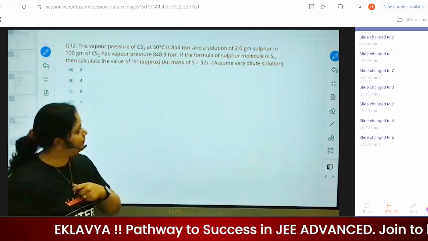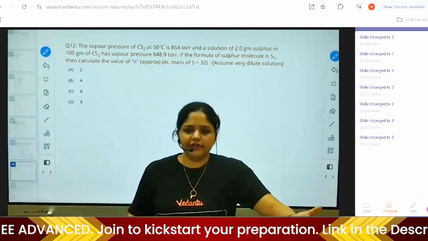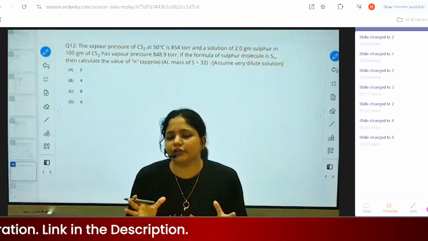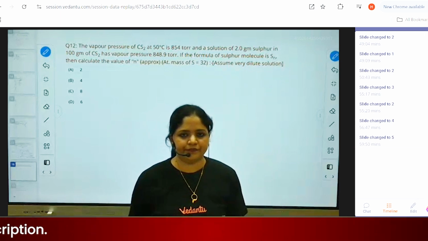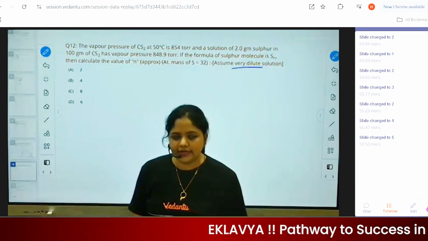So basically, this is related with vapor pressures. First they have given of pure solvent, then they have given of a solution. So this is somewhere related to lowering of vapor pressure. And one more hint they have given, that assume very dilute solution. Okay, fine. Let's do that.